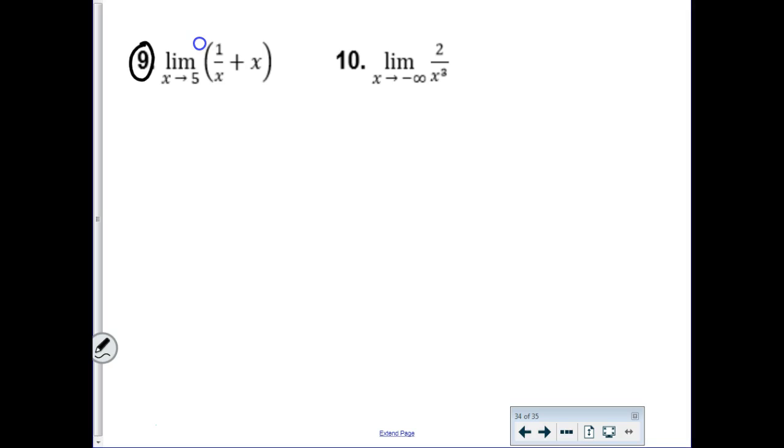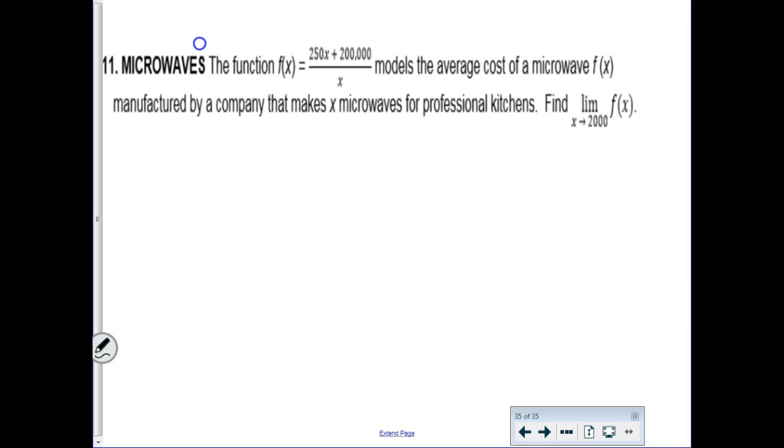All right. There's an application question coming up, which means all of you would have skipped it. No, you wouldn't have. Not you. It's about microwaves. Well, this is kind of a silly question. It's the average cost of a microwave manufactured by a company that makes an x number of microwaves for professional kitchens. So, what if they plan on creating 2,000 microwaves? How would you approach this limit? Would you just plug in 2,000? Because I would. I definitely wouldn't be a discontinuity.